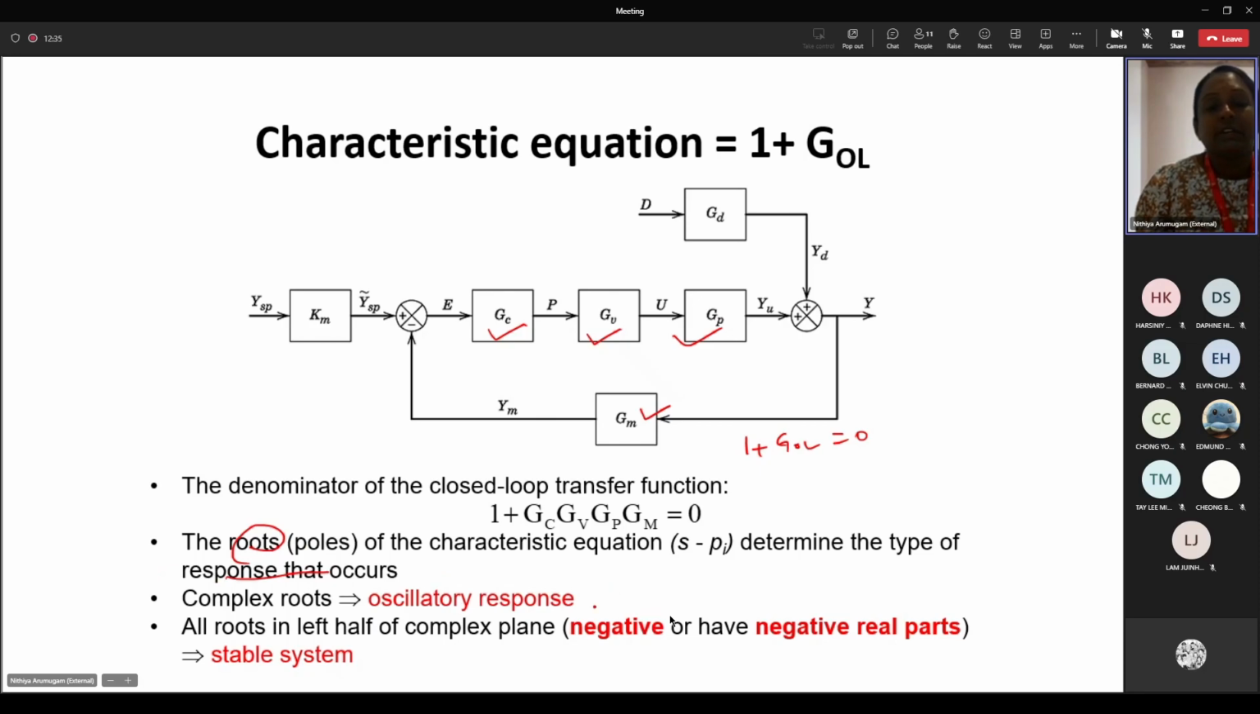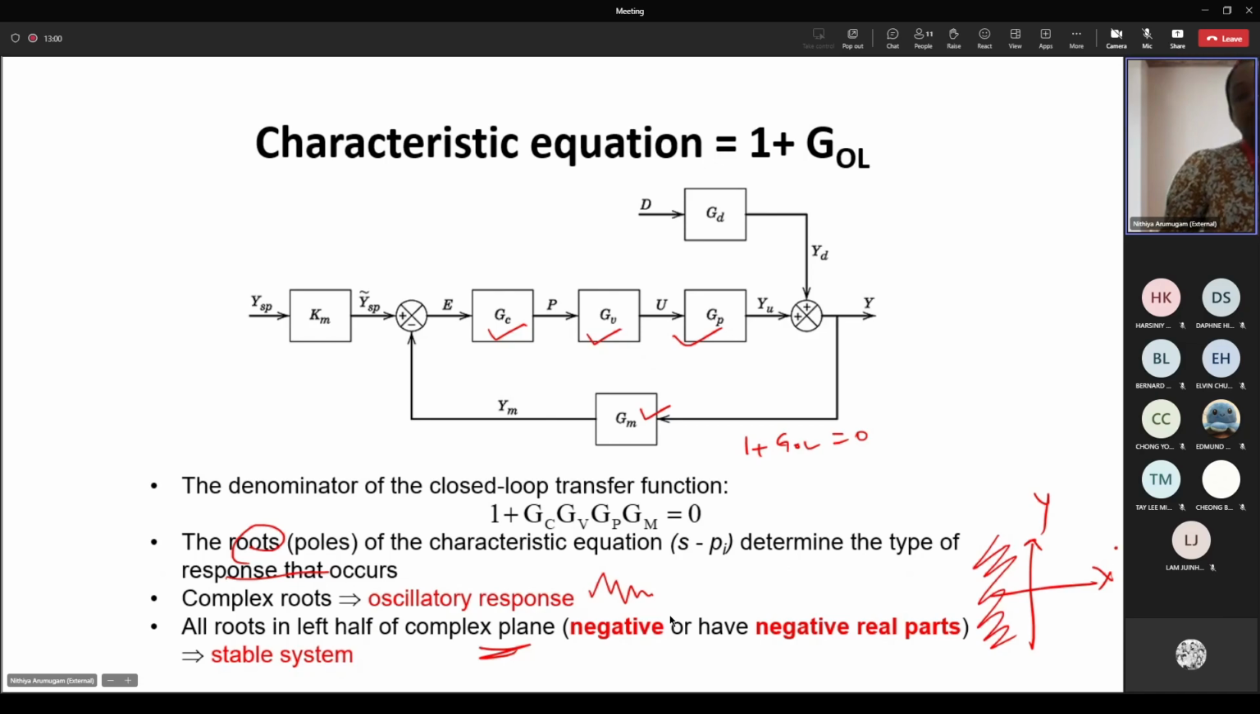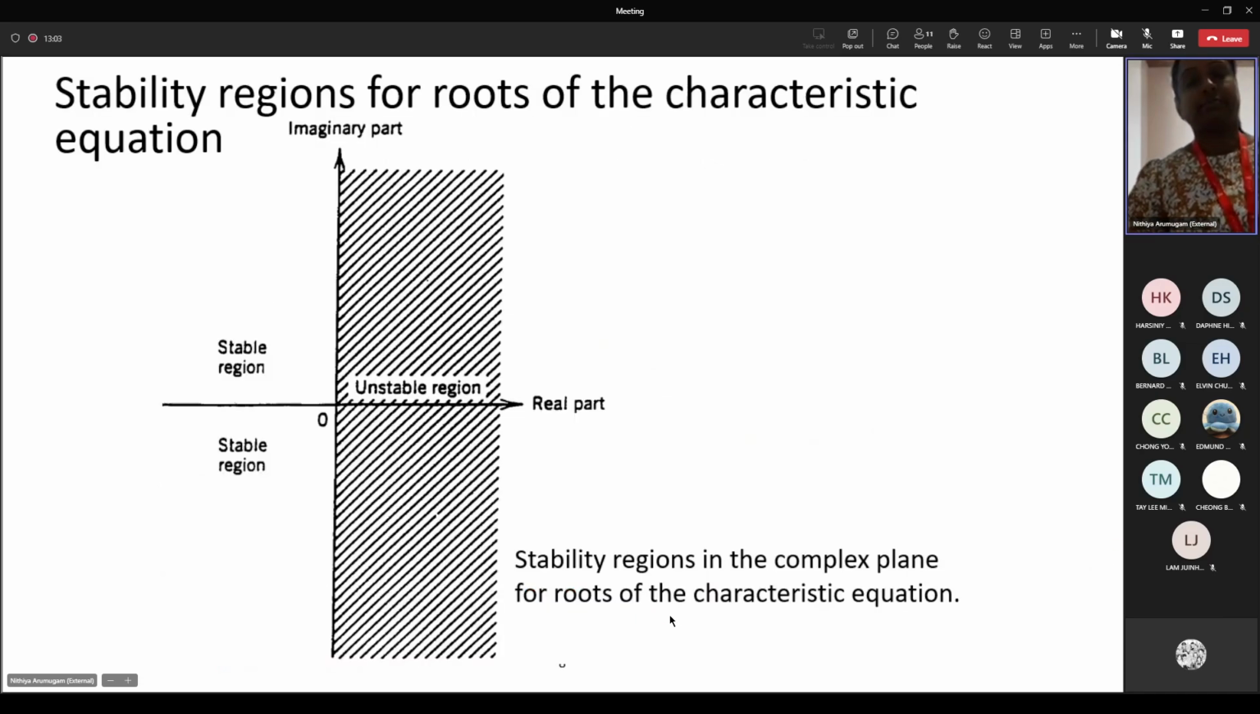So here, complex roots usually will have an oscillatory response, and all roots in the left half of the complex plane are negative. What they mean by complex plane is the one I explained just now with the x and y axis, right? So all roots in the left half of the complex plane have negative real parts. So we call that a stable system. All right. So this is the complex plane that we mentioned just now. If it falls on the left hand side, stable, and right hand side means unstable.